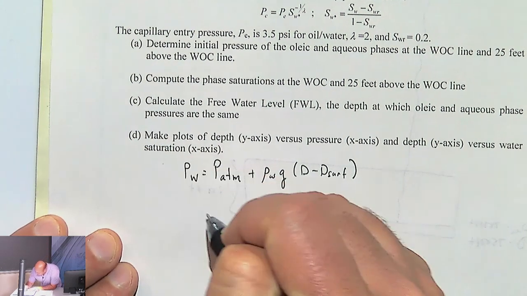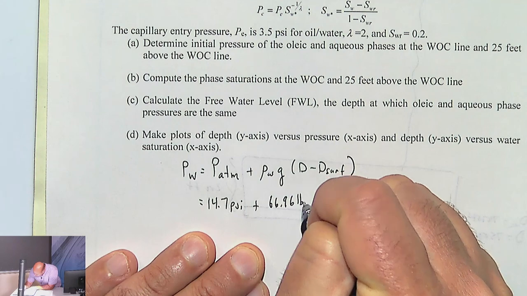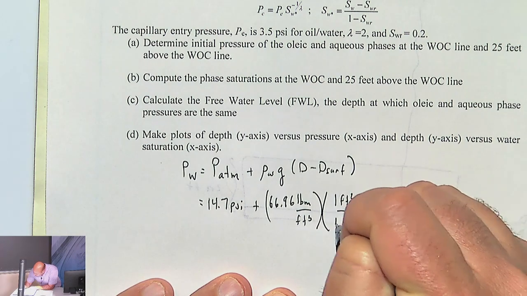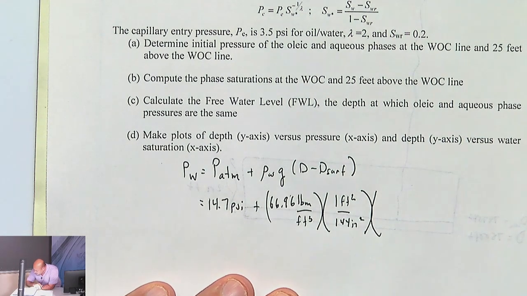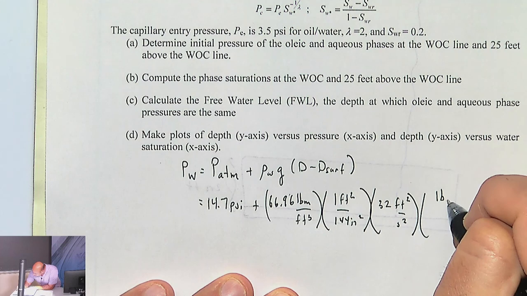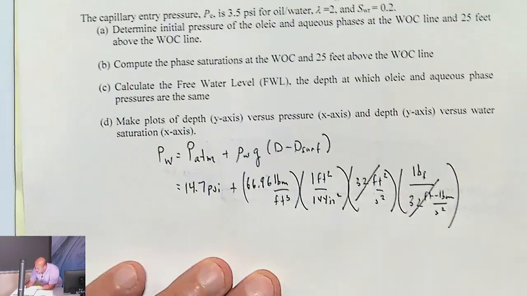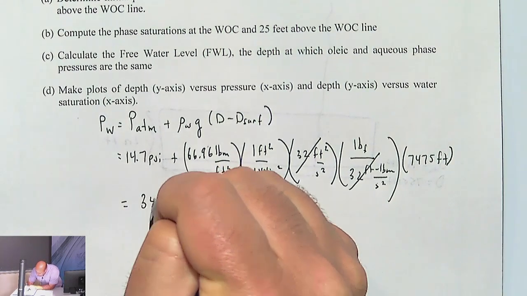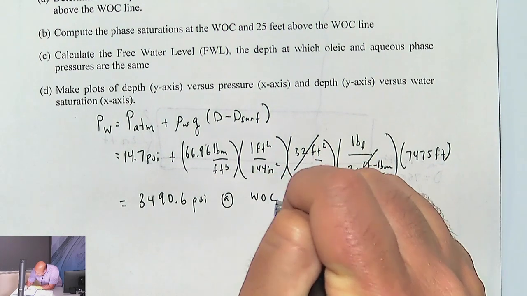So the way I did that, as I said, that's equal to 14.7 psi plus 66.96 pound mass per cubic foot times 1 square foot is 144 square inches. And then we do our unit conversion, it's really just the density divided by 144. There's 32 feet per second squared, and then 1 pound force is 32 foot pound mass per second squared. So those cancel. And then your depth is 7475 feet. And when I do that, I get 3490.6 psi at the water oil contact line.